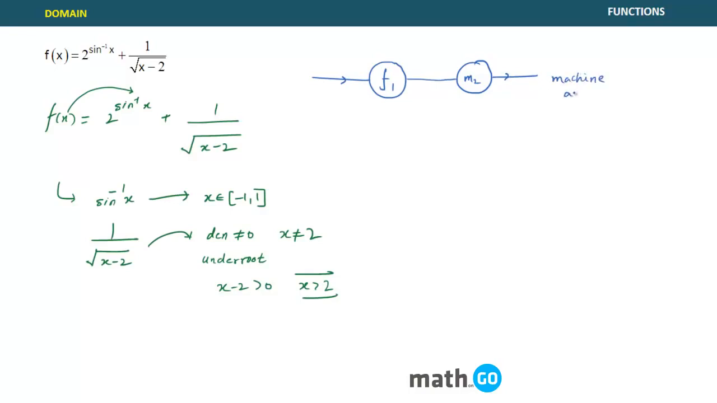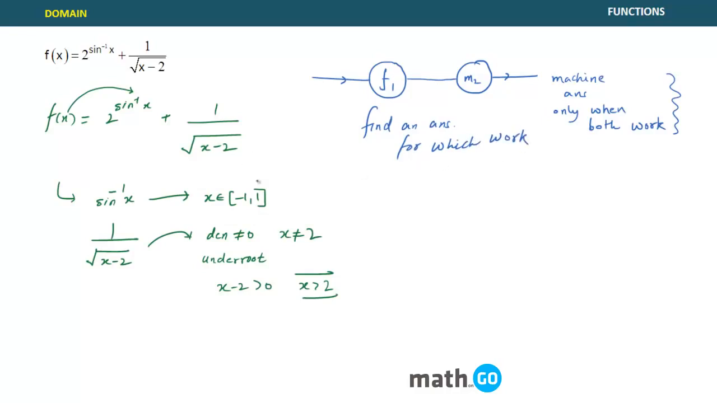Machine answers only when both work, right? Something of this diagram is there, when both work. Even if any one of them is not working, then we have a problem. So we want to find an answer for which both work.